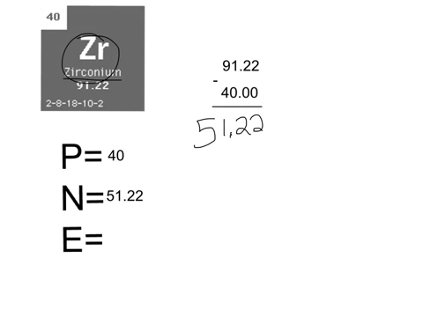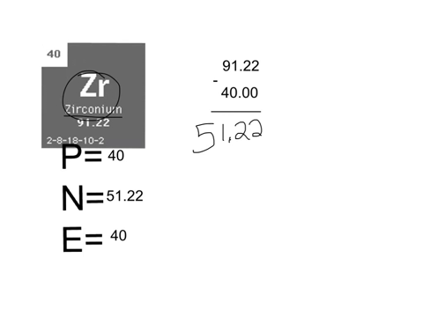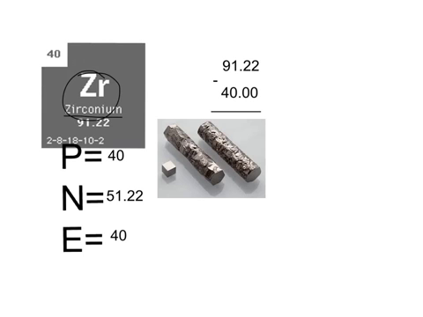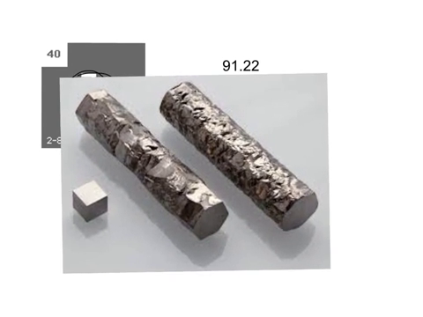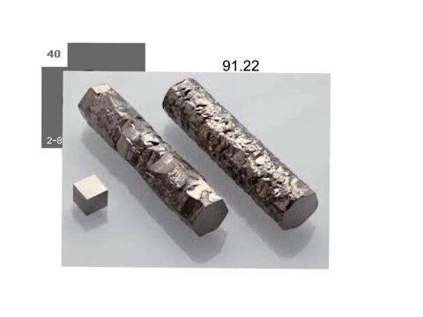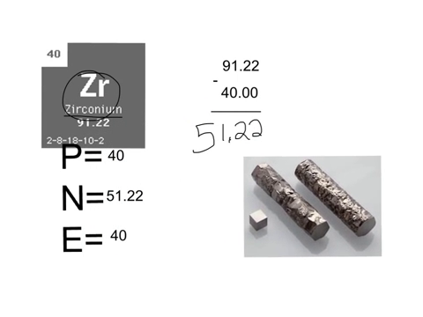And then we need to find the electron. The electron is the same as the proton, so that would be 40. There we go. And lastly, here is a picture of zirconium. And it's a metal. So it will be in a bar-like form of metal. See? This one has been chipped, but it's still a metal. And that would be zirconium.